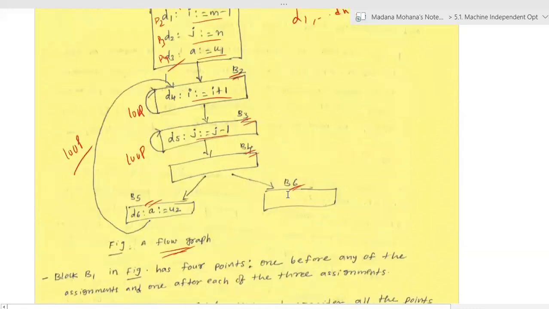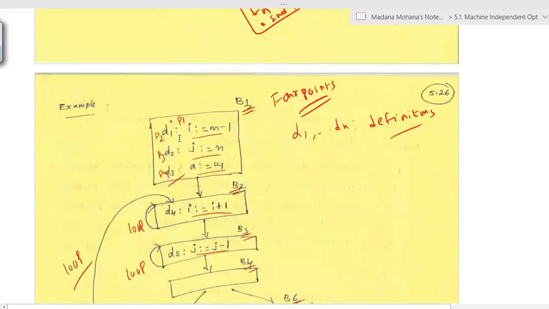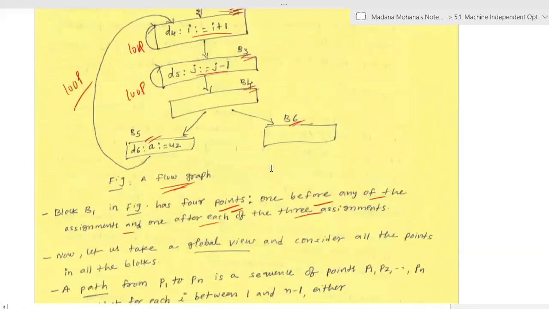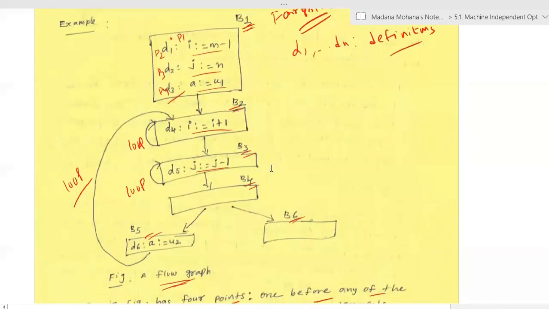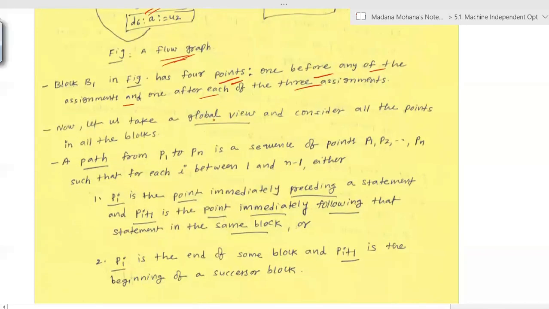Block 1 in the figure has 4 points, one before any of the assignments and one after each of the 3 assignments. Here we have 3 assignments, so after each of the 3 assignments there is 1 point. Then before the assignment, before means before i, the initial point. So a total of 4 points are there. Like that we have to define the points in the flow graph. Now let us take a global view and consider all the points in all the blocks.